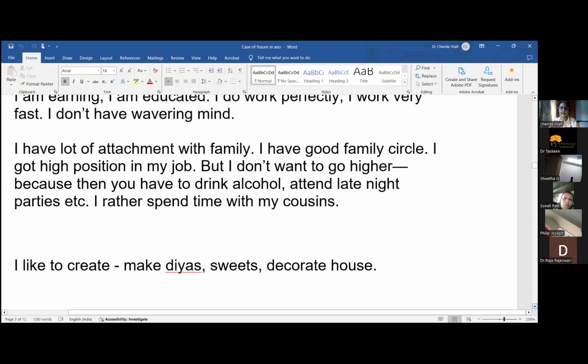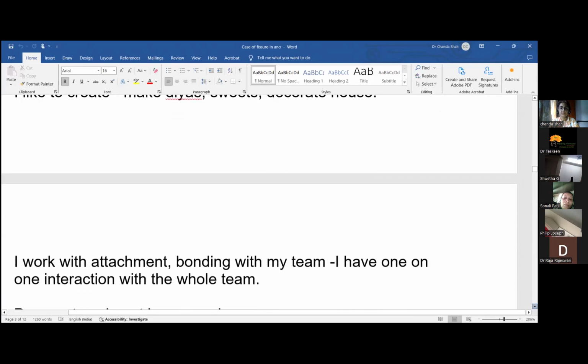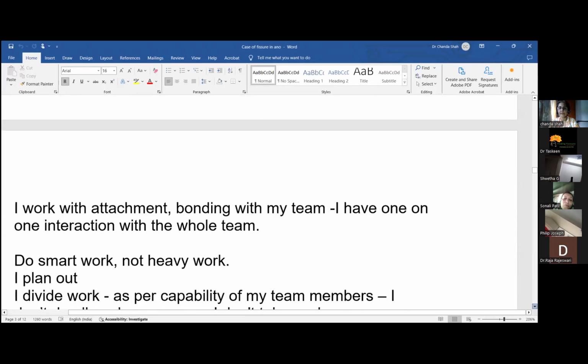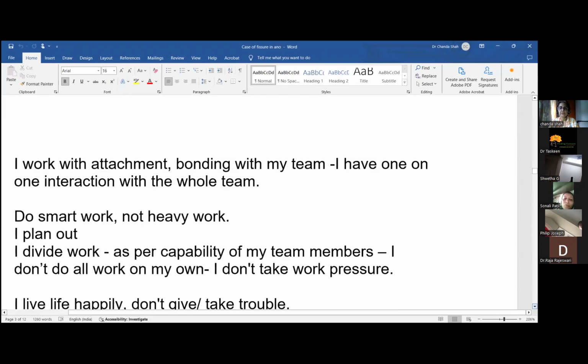I like to make diyas, sweets, decorate house. Okay. So I work with attachment, bonding with my team. I have one-on-one interaction with the whole team. I do smart work, not heavy work. I plan out. I divide work as per capability of my team members. I don't do all work on my own. I don't take work pressure.